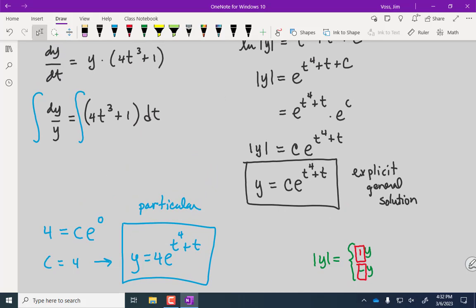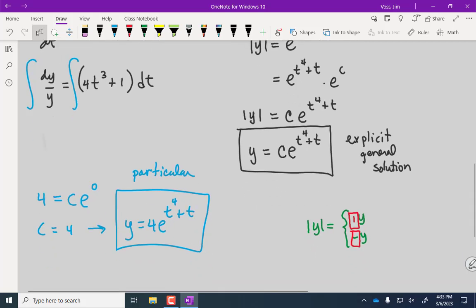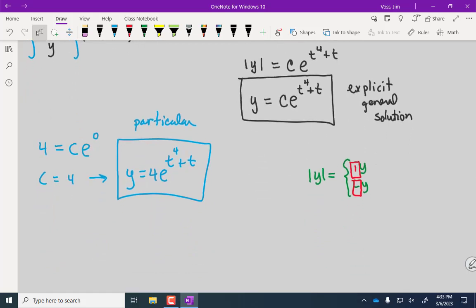Because this would either be positive e or negative e. But as soon as it comes down in front, that c can absorb it. The c just eats it. But the key is that it has to be a multiplicative constant out in front.